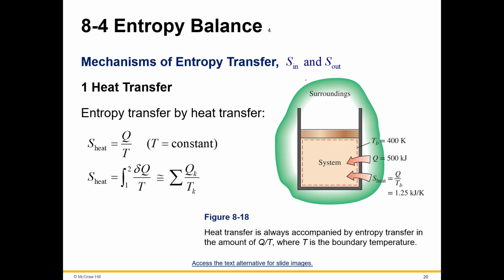Mechanisms for entropy transfer, S in and S out. Heat transfer, of course, we talked about that because that's how energy is transferred. Entropy transfer by heat transfer, here's that Q over T. They are pretty simple equations when you start getting into that. Heat transfer is always accompanied by entropy transfer in the amount of Q over T, where T is the boundary temperature, because that's where energy is happening, which means things are happening. And so therefore, chaos is happening. Therefore, we've got entropy being generated.